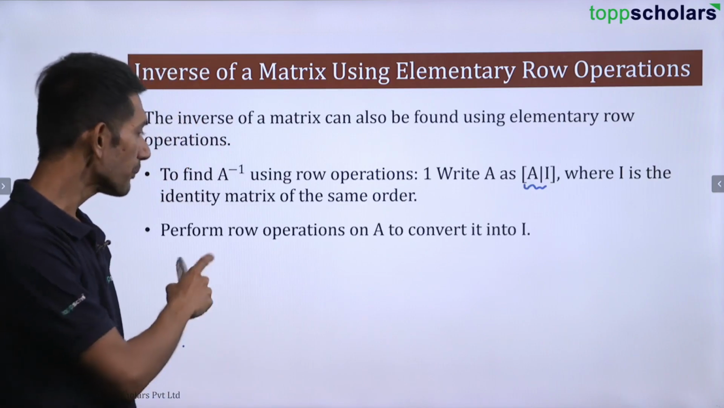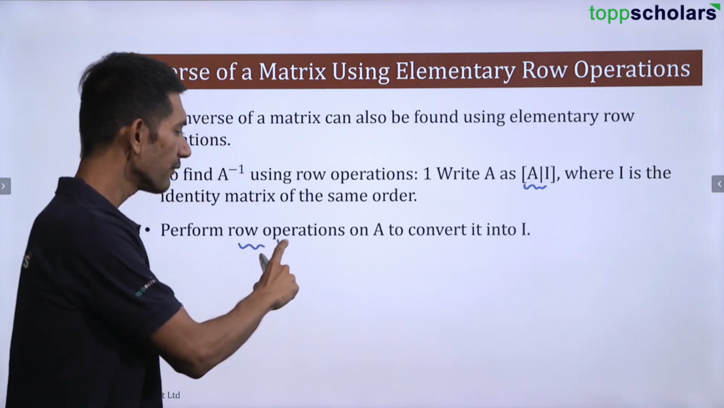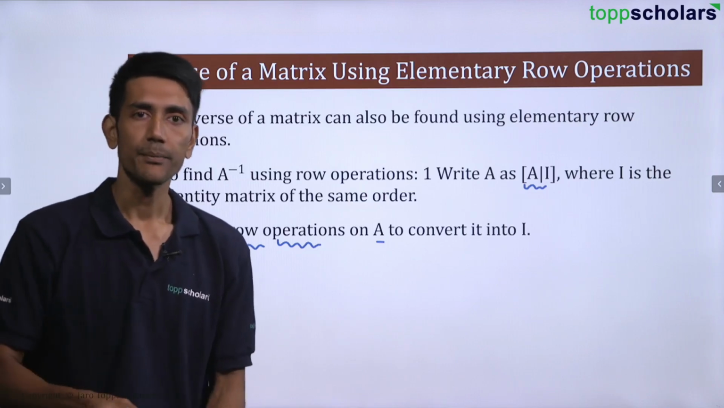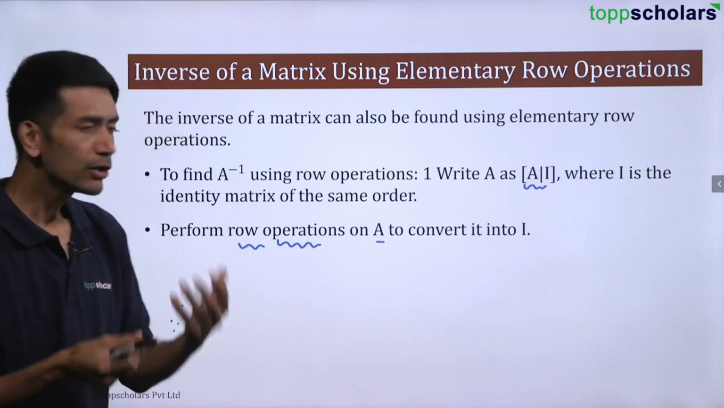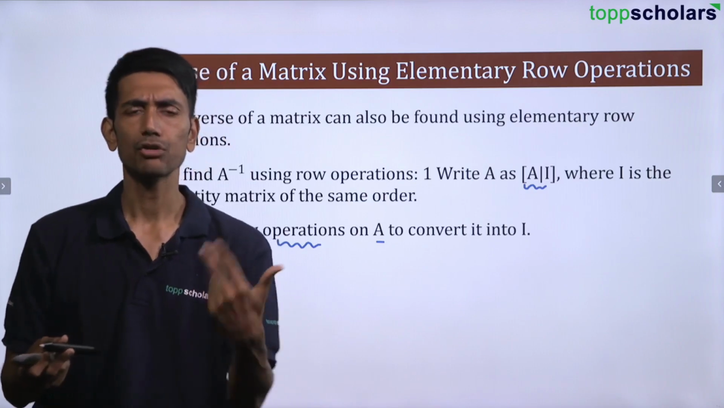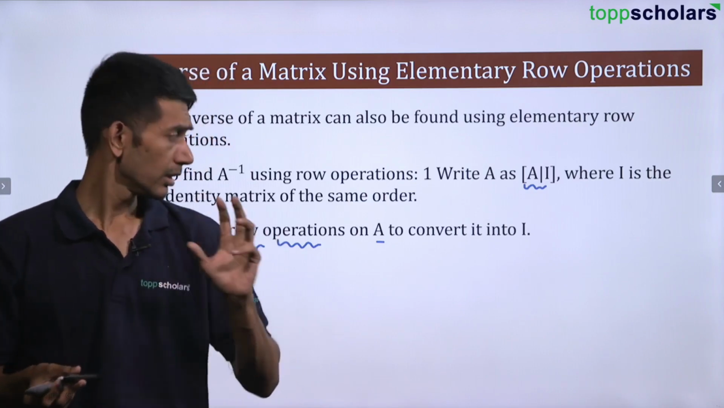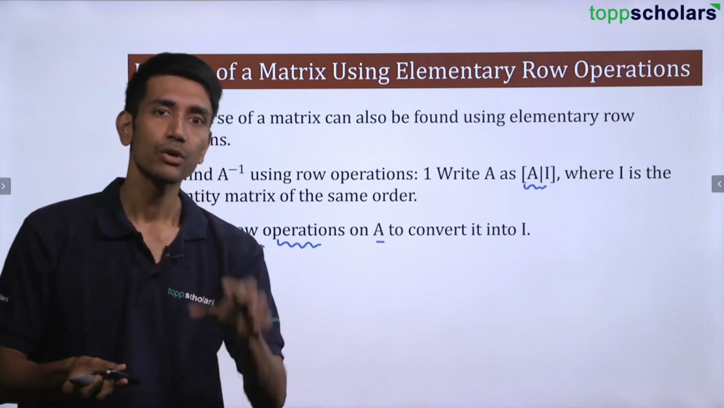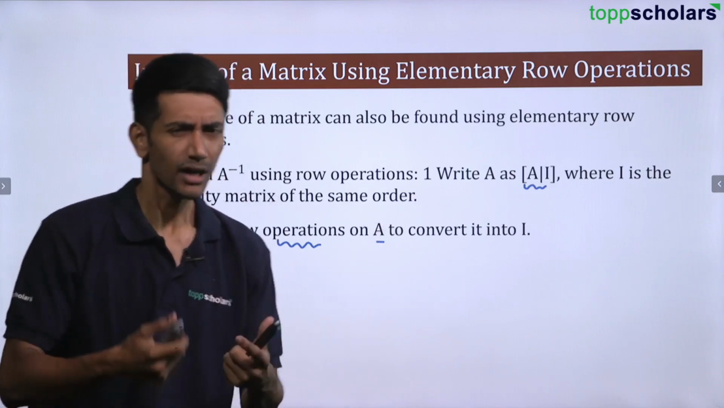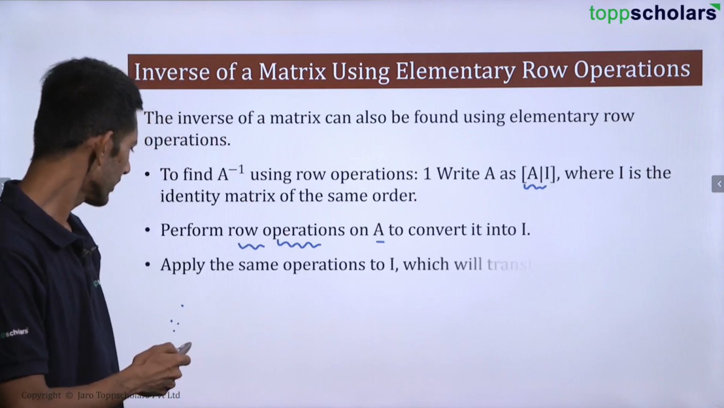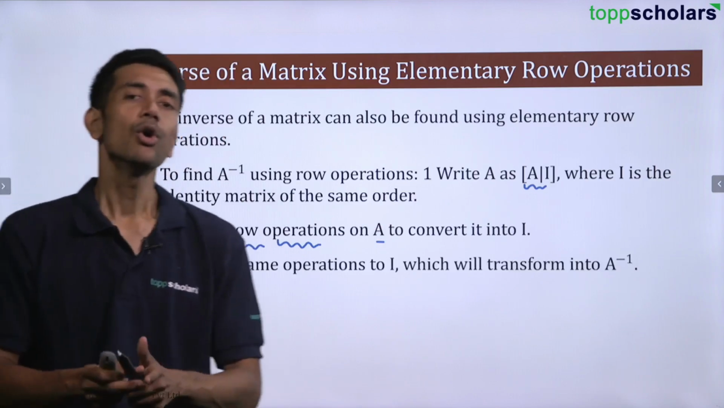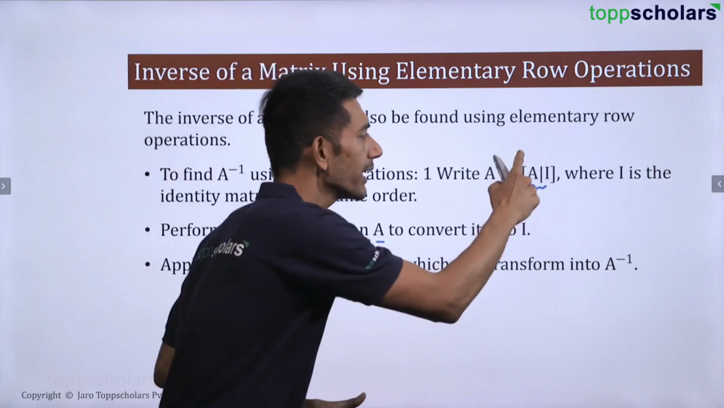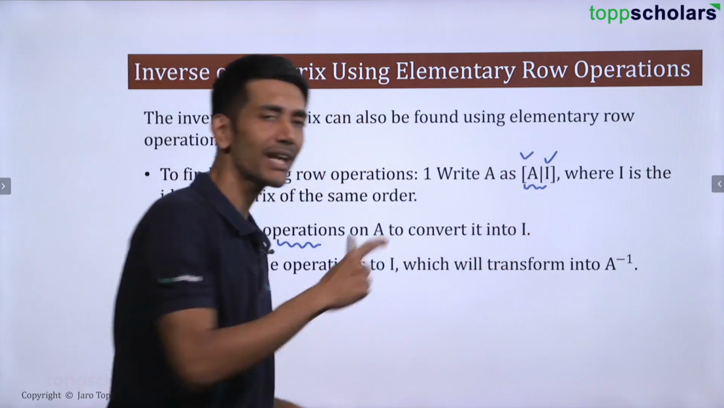Okay. Then perform row operations. We are going to do some operations on A to convert it into I. So we'll do some operations like addition, subtraction, multiplication, division, depending on the requirement to convert it into I, to convert it into the identity matrix. How, we'll see that. Then apply the same on I. Whatever operation you do on A, you apply the same operation on I.